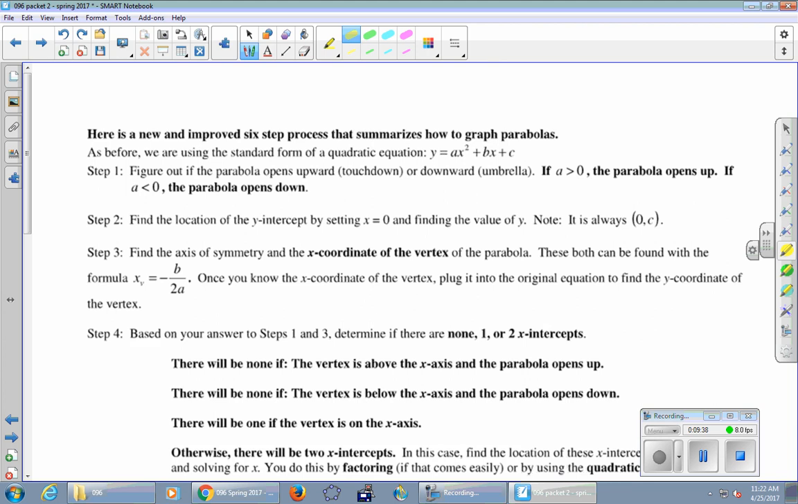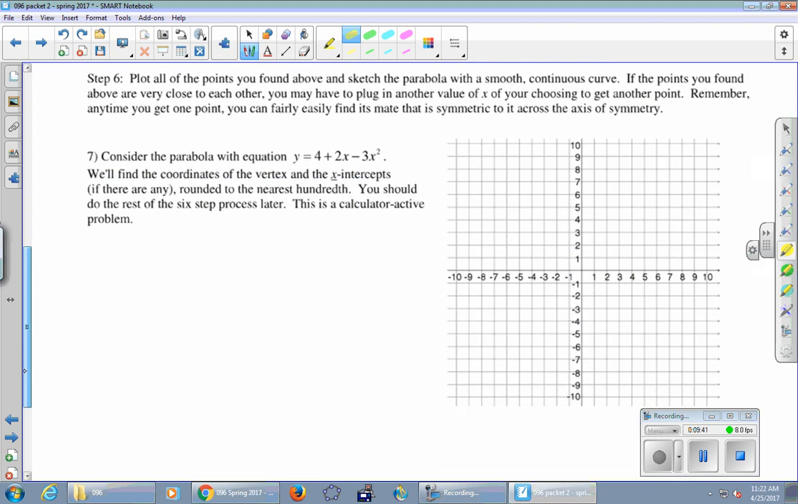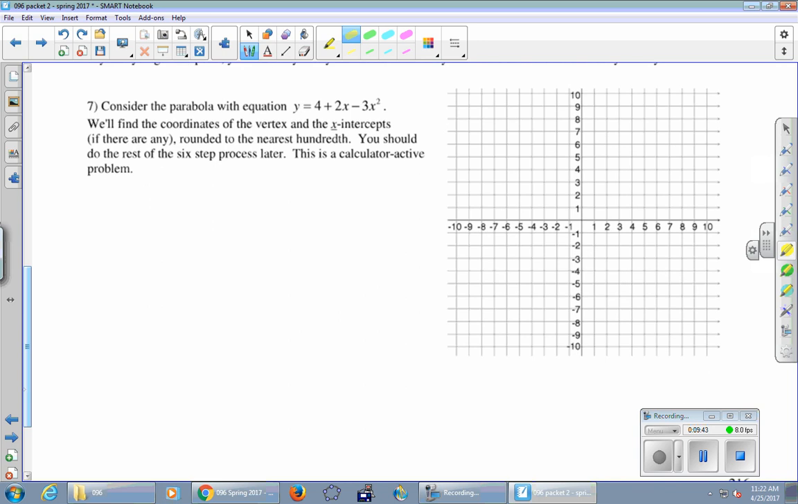Okay, so there's a lot of stuff written up there. I'm going to just remind us of what we did with graphing parabolas a few classes ago, and then I will show you the new and improved technique, which will sometimes save us some work.